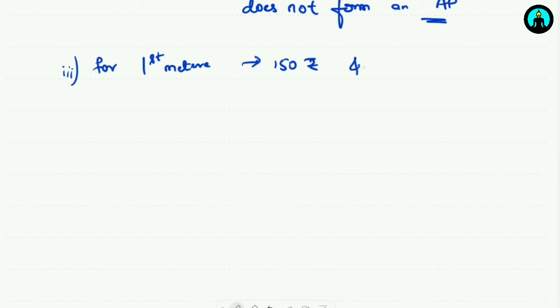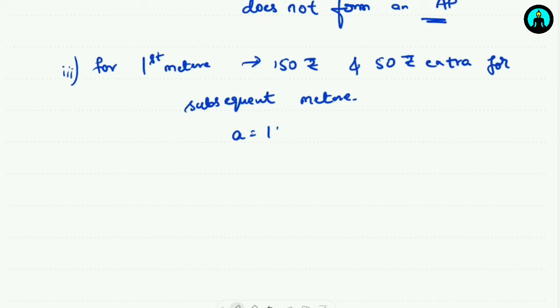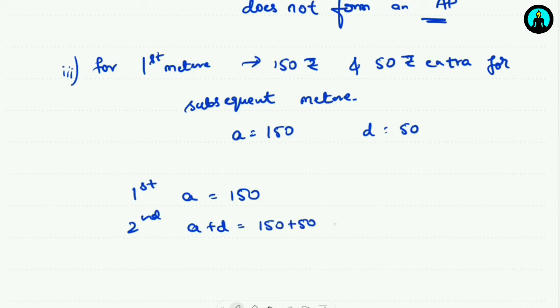So for the first meter, the amount will be 150. So we'll take A as 150, that is nothing but the first term, and rupees 50 extra for subsequent meters. So we'll take D as rupees 50. So the first term is A, that is 150. The second term will be A plus D, 150 plus 50, 200. And it goes on by third, fourth and fifth.